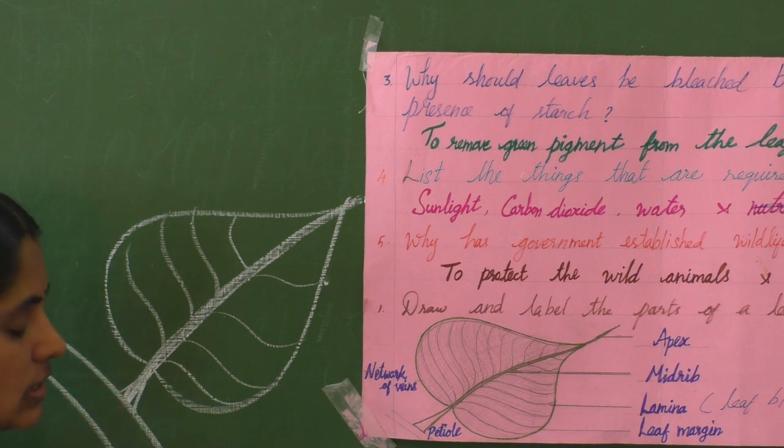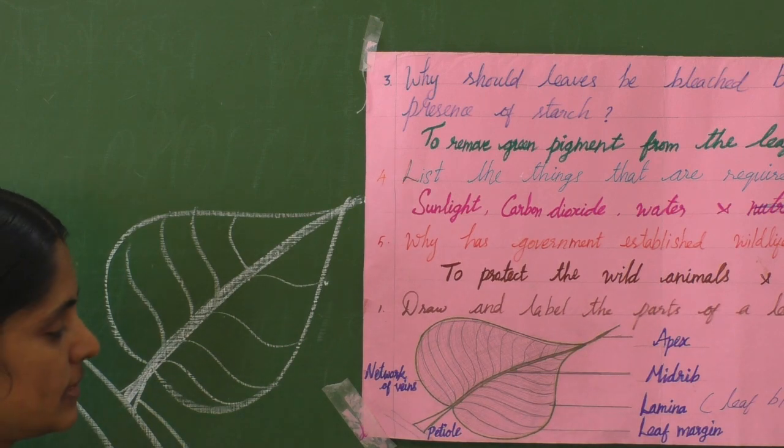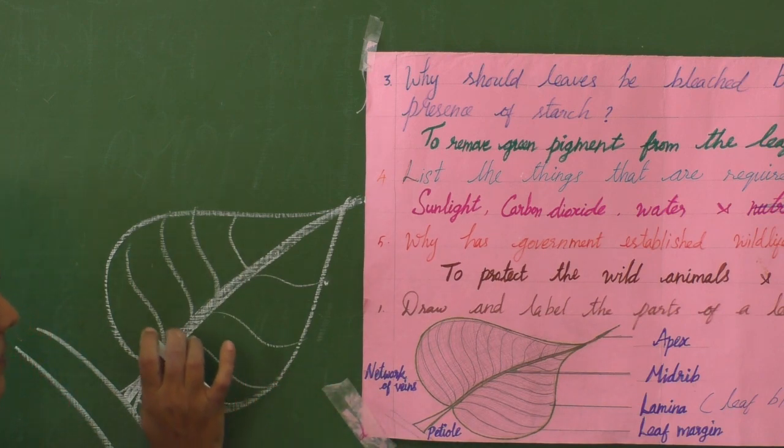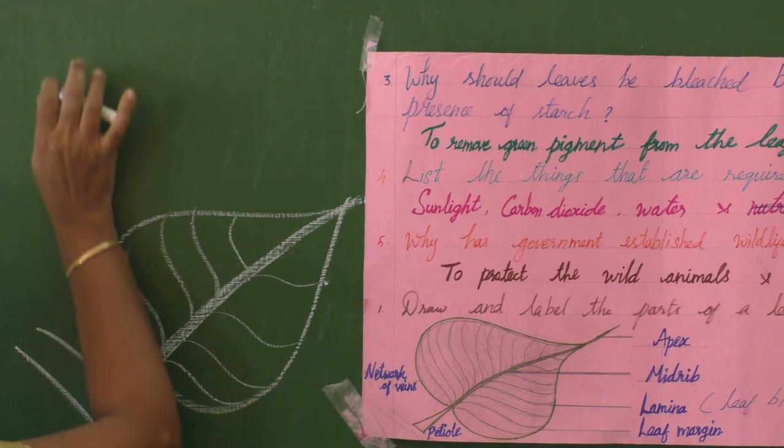Then you can draw the stem. First we have to mark this area. The part which attaches the leaf to the stem is called the petiole. So I will mark it here.